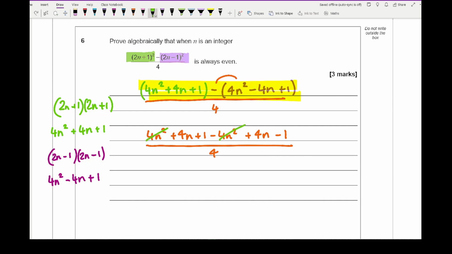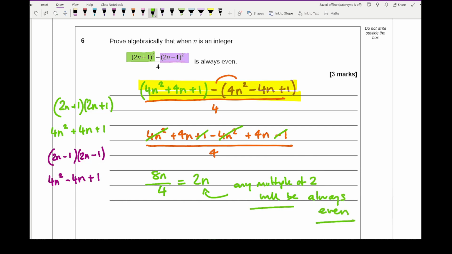And now what I've got to do is just cancel things down. So this cancels with this, and that cancels with that, and all I'm left with is 4n plus 4n, which is 8n, divided by 4, which leaves me with 2n, and this here is any multiple of 2, so it will always be even. So something along those lines. That written statement needs to be said, but you could write it in a different way, basically saying as you're multiplying n by 2, the answer will always be even.